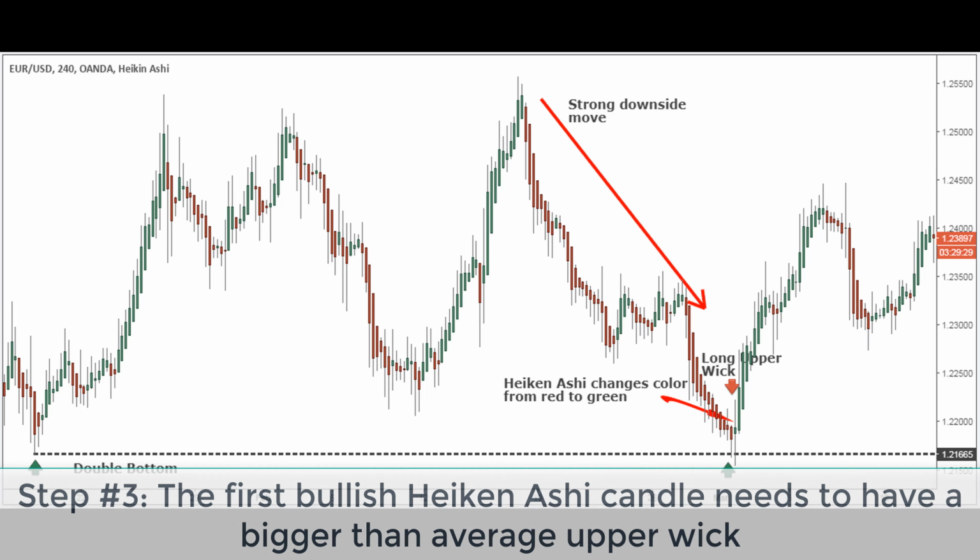Step 3. The first bullish Heikin-Ashi candle needs to have a bigger than average upper wick. Long upper wicks can provide an incredible trading signal, especially when using the Heikin-Ashi price chart. You can also wait until you see a bullish Heikin-Ashi candle with no lower wick. However, this approach will cost you some profits left on the table.